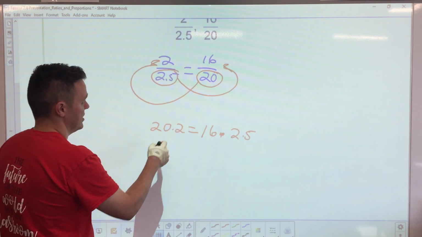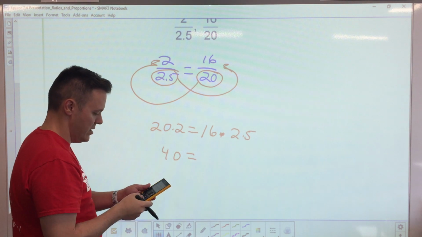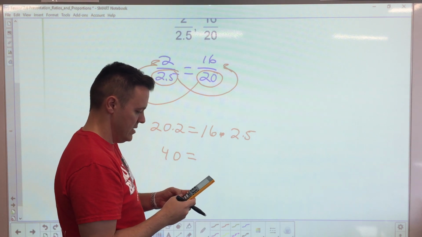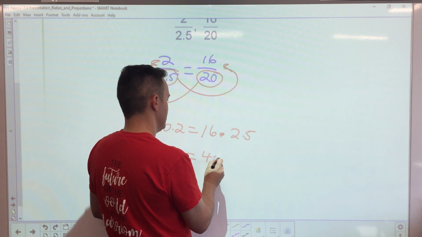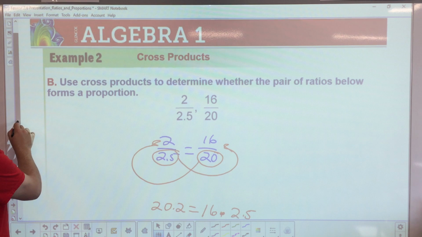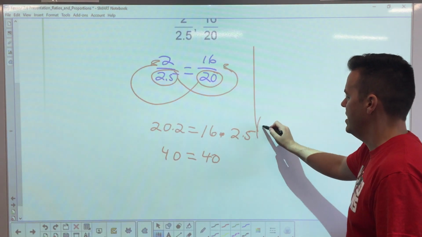2.5. Let's enter it in the calculator. I ain't got to do this one. I know this is 40 equals that. But 16 times 2.5 equals 40 as well. So are they proportionate? Is it the same ratio? The answer is yes. Okay?